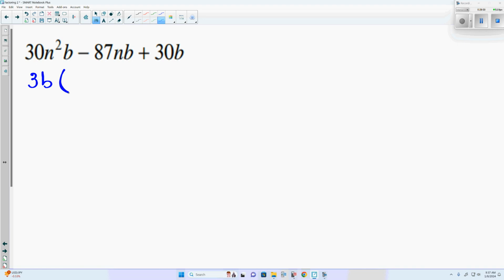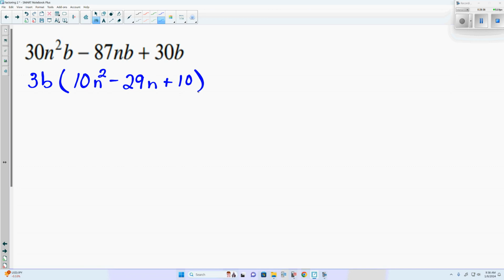If we factor 3 out of 30, we're left with 10 n squared. The B factors out completely. Minus 87 divided by 3 is 29 n. Because we didn't do anything with the n, so it still stays there, but the B factors out completely. Plus 10. Because our 30 divided by 3 is 10, and the B factors out completely.